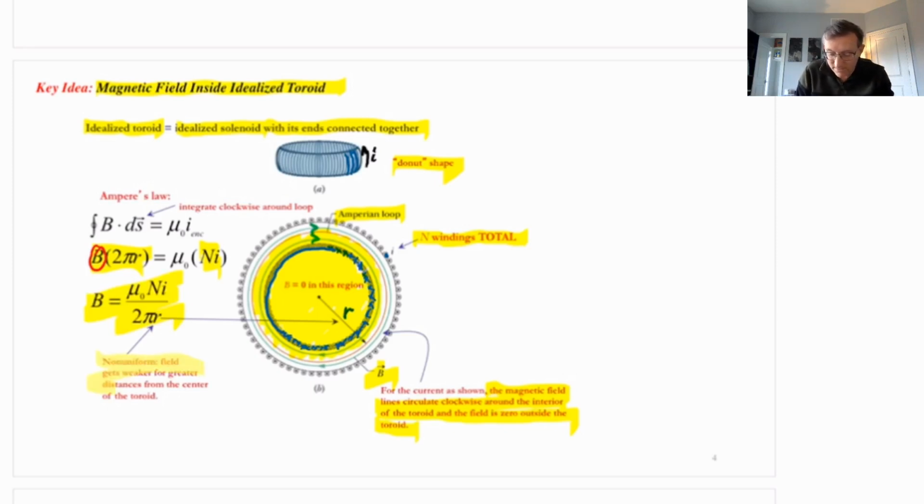r is downstairs. So the magnetic field does depend on how far you are, distance, from the very center of the hole. And the larger distance, the smaller the field. So it's a non-uniform field now. You started with a uniform field in a solenoid, and then by wrapping it around and connecting the two ends, changing the geometry, you've created a non-uniform field. That doesn't go in a straight line, but circulates. Okay?